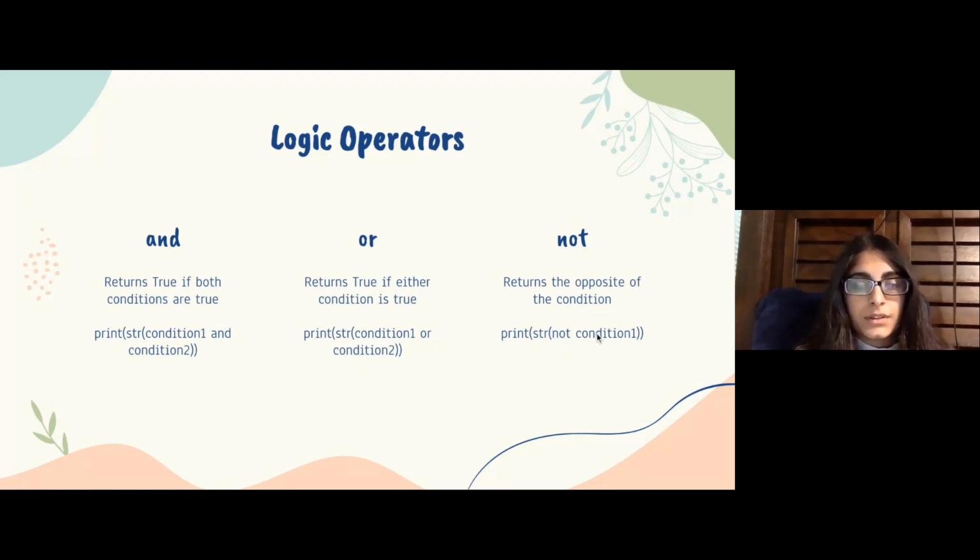This does not check a condition per se, it just returns the opposite of the condition that you're given. So condition 1, we say it's true and we say not, it's going to return false. If this was already false and we put a not in front of it, it's going to return true.